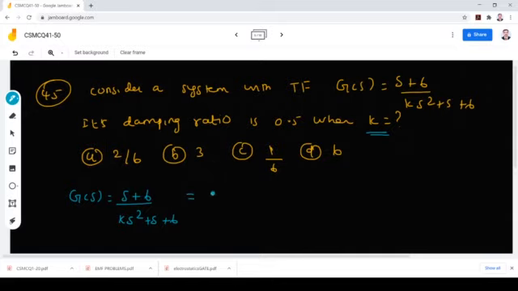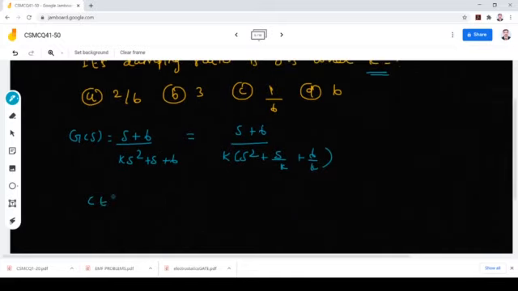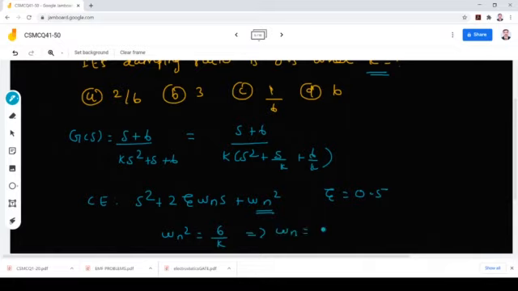So we have to write this in the general form of a second order system. The s squared term should not have any coefficient, so I take k outside: s squared plus s by k plus 6 by k, right? Now we compare with the characteristic equation. The second order system characteristic equation is s squared plus 2 zeta omega n s plus omega n squared, and they have given zeta, the damping ratio, as 0.5. Comparing, omega n squared is equal to 6 by k. This implies omega n is equal to root of 6 by k.